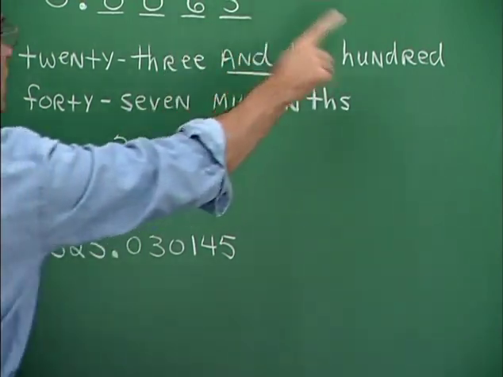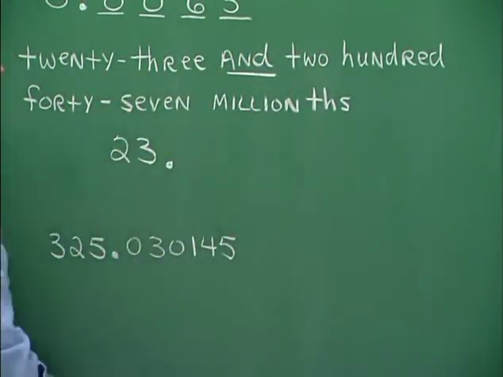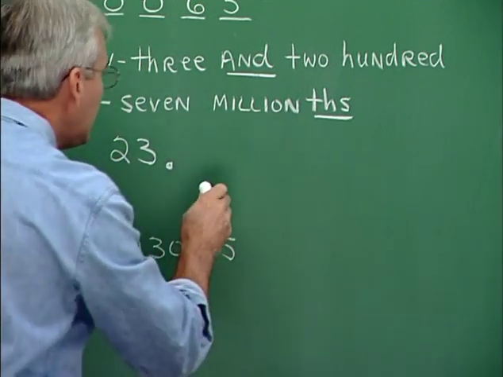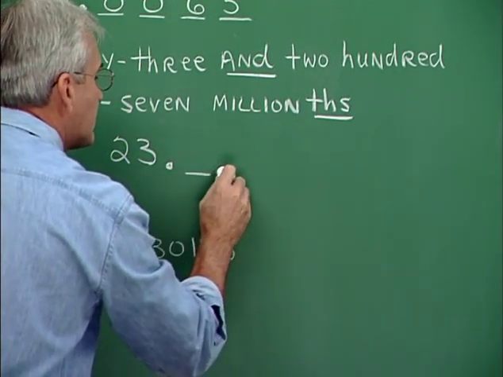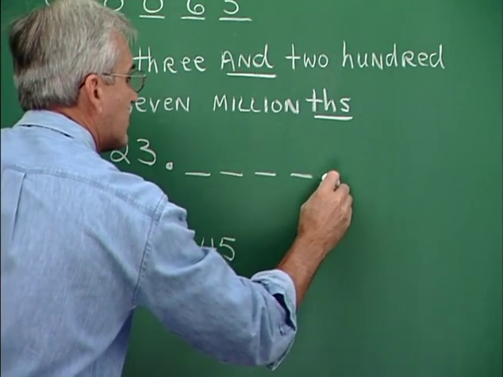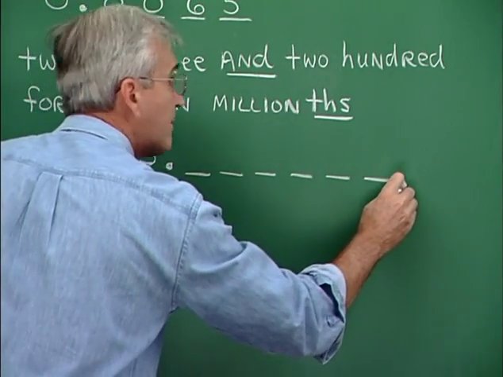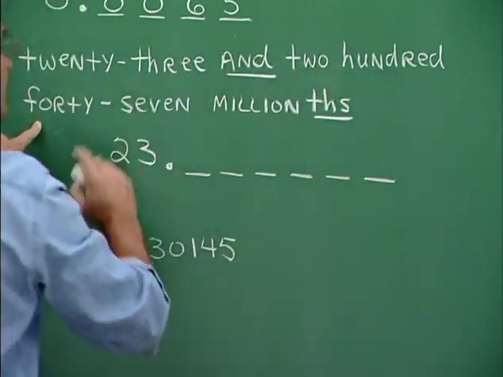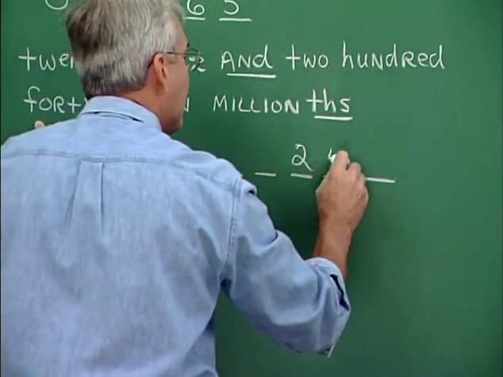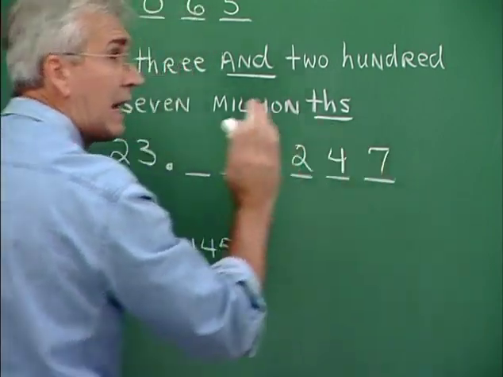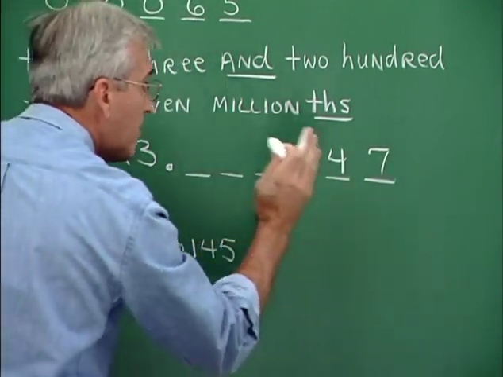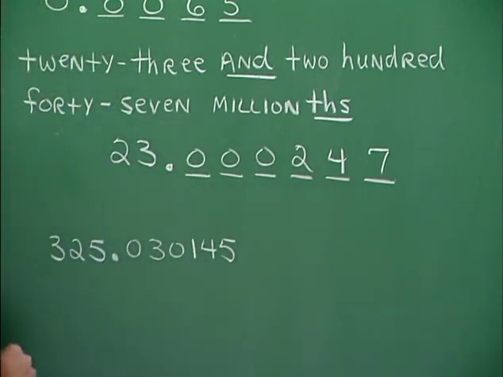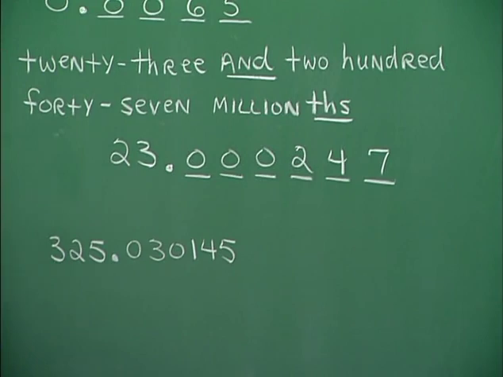And now 247 millionths. Let's identify the millionths position. Tenths, hundredths, thousandths, 10,000ths, 100,000ths, millionths. How many of these do we have? We have 247 of them. And that last digit, the 7, is in the millionths place. And we simply use zeros as placeholders for these other digits.